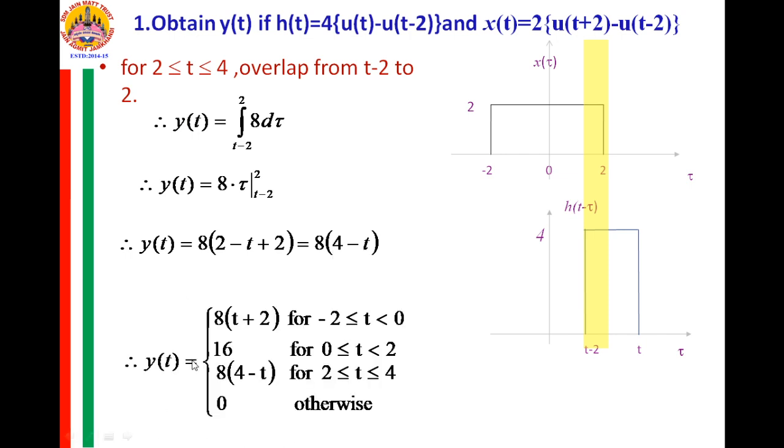So overall y of t is equal to 8 into t plus 2 for t varying from minus 2 to 0, and is 16 for t varying from 0 to 2, and it is 8 into 4 minus t for t varying from 2 to 4, and is equal to 0 otherwise. Otherwise means t greater than 4 and t less than minus 2. This y of t is equal to 0.